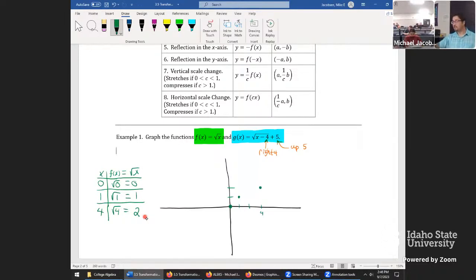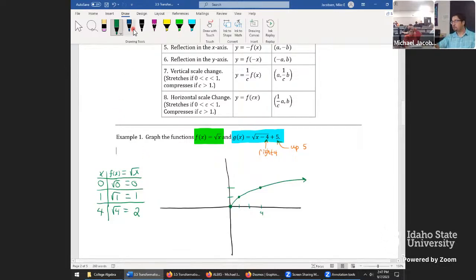Last thing to do is connect the dots. But note, it's absolutely not a straight line. It has some curvature to it. And so this graph looks about like this. I'll put an arrowhead here to just say it's going to the right forever. So we've got it, folks. That's our square root function. Any questions on producing this plot here?